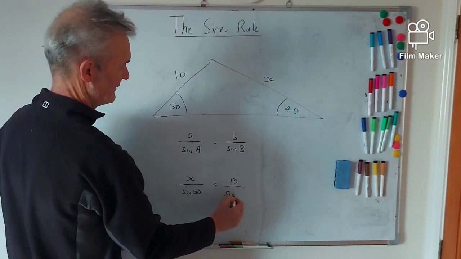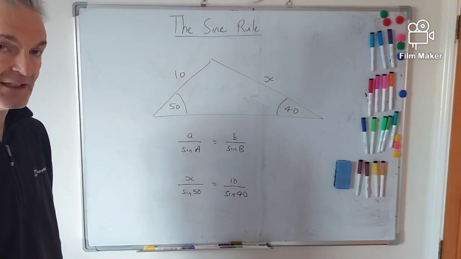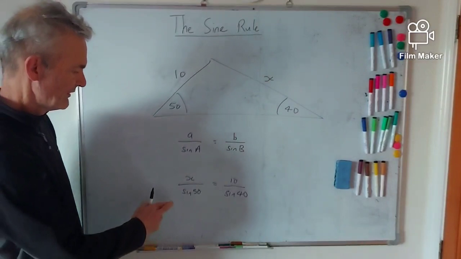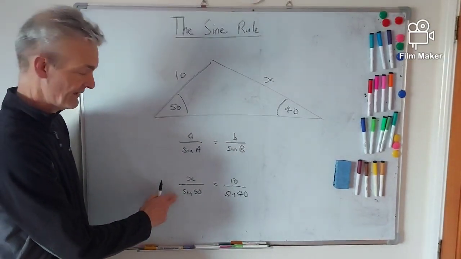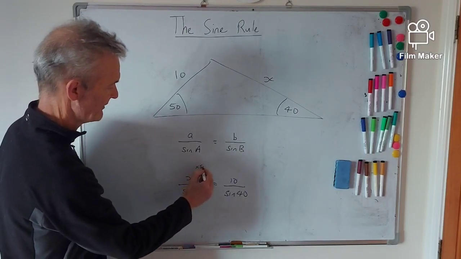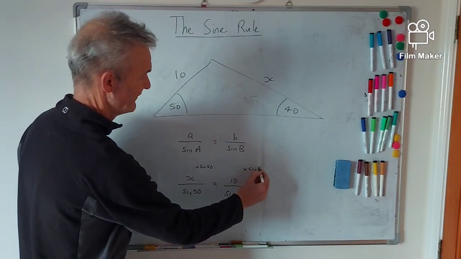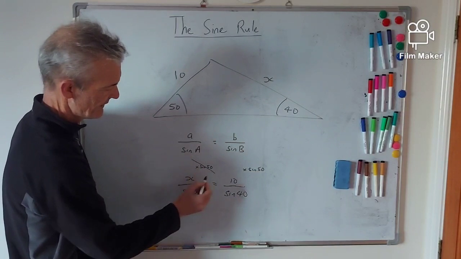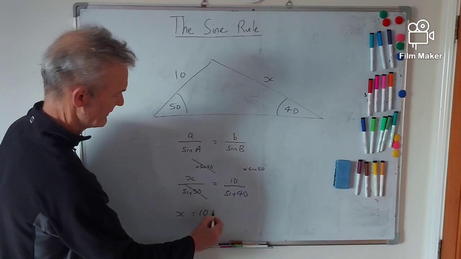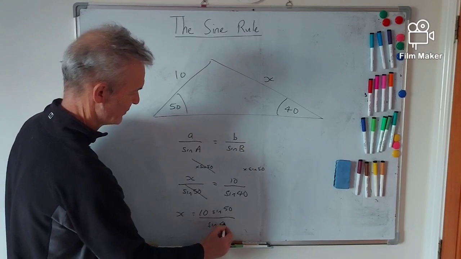over sine 40. Now when it comes to rearranging this just to make x equal to something, all I need to do here is multiply through by sine 50. So if I multiply through by sine 50, in other words, I'm going to times this side by sine 50, and I'm going to times the other side by sine 50. Can you see on this side? They're going to cancel out. So I'm just left with x equals 10 sine 50 over sine 40.